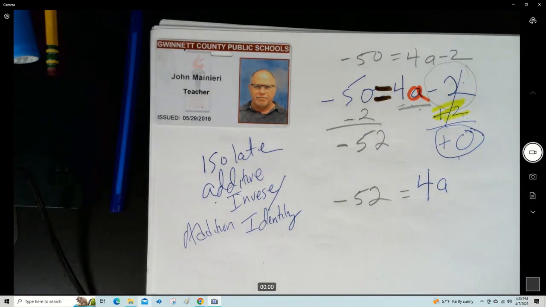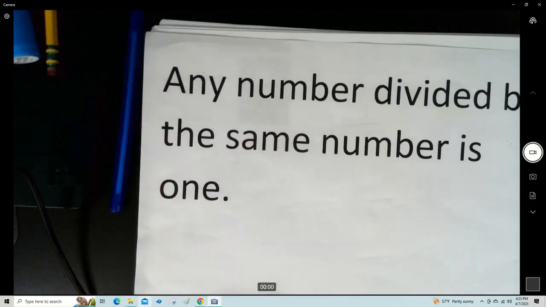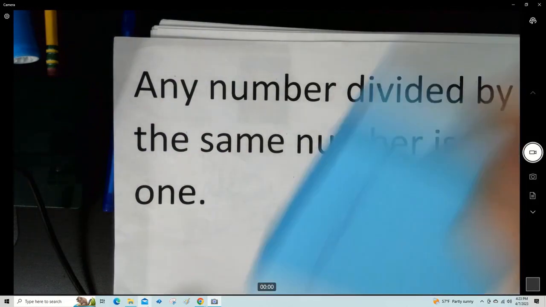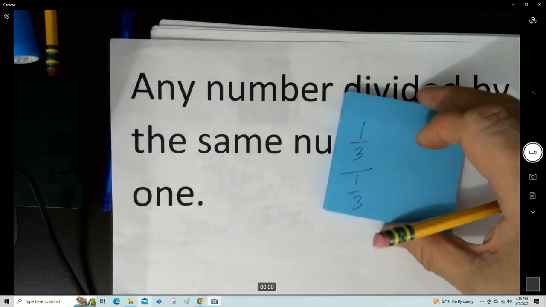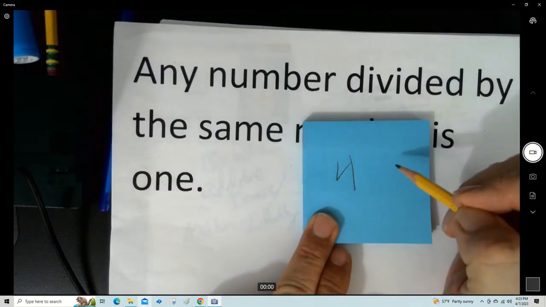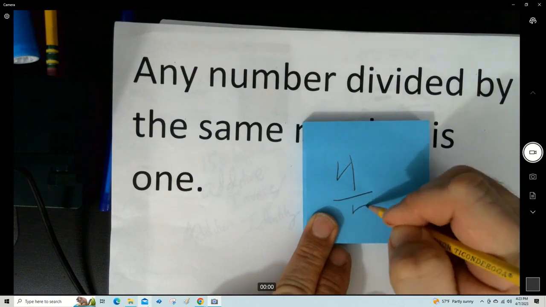Any number divided by the same number is 1. Okay? And again, I kind of got into a fraction a little bit there. But basically, remember when I did 1/3 divided by 1/3? But in this case, it's 4. So any number divided by the same number is 1.